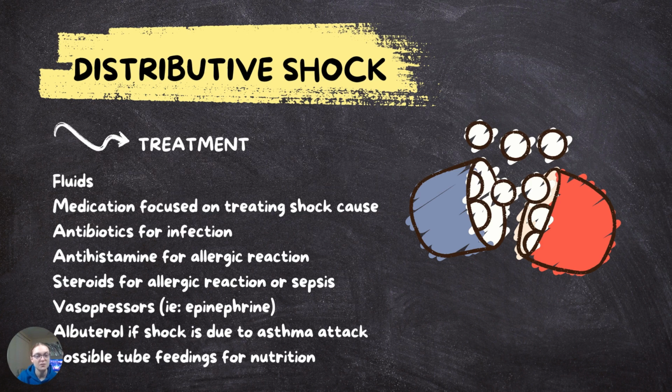Steroids are commonly given for allergic reactions or sepsis. These could be systemic or they could be corticosteroids. Vasopressors are going to help with our blood pressure. An example of this is epinephrine. You might get albuterol if the shock is due to an asthma attack to help dilate those airways. And then possible tube feedings for nutrition if needed.